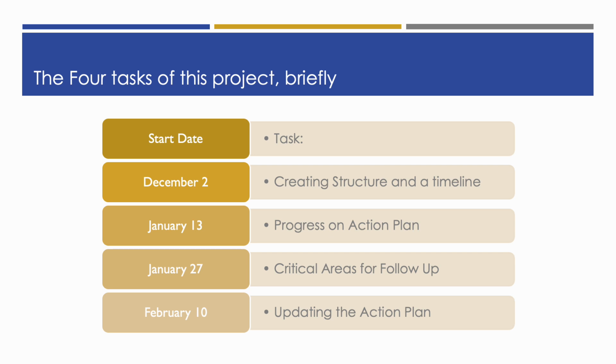January 27th will be task 3. To what extent have we addressed the critical areas for follow-up left by the last visiting committee? And again, what evidence do we have to support this? A reflection will be, in what ways has our progress on the critical areas for follow-up supported student learning and well-being? And finally, task number 4, beginning on February 10th, what updates to our action plan are needed?